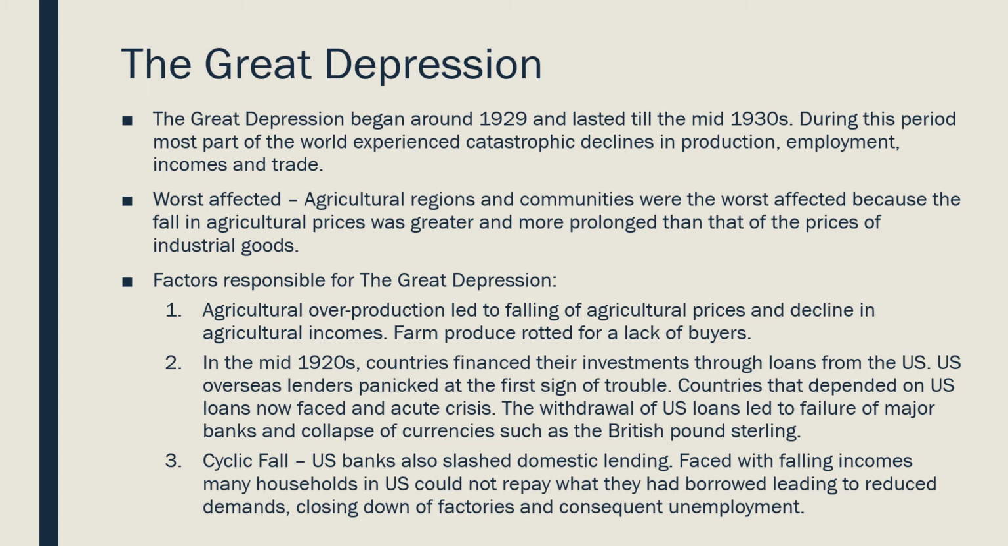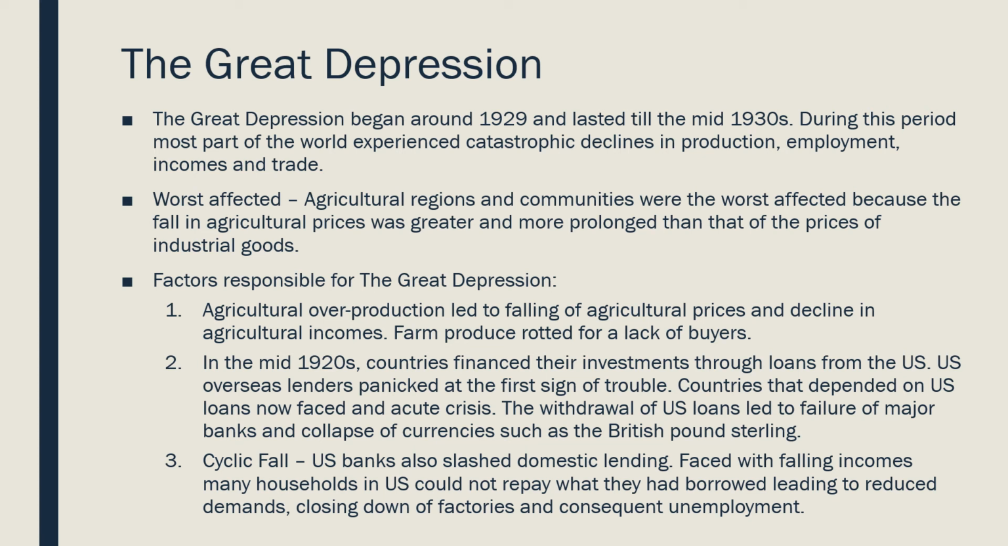And in this, the first factor was agricultural overproduction, which led to the falling of agriculture prices and decline in agricultural incomes. Farm produce rotted for a lack of buyers. Now, why did this happen? If you remember, earlier we had discussed that there was a race among major countries of the world to produce agriculture items and to capture the world market. This led to a spurt in agriculture production, and in fact, it led to overproduction. And because of this, there was a great loss in the agricultural sector.